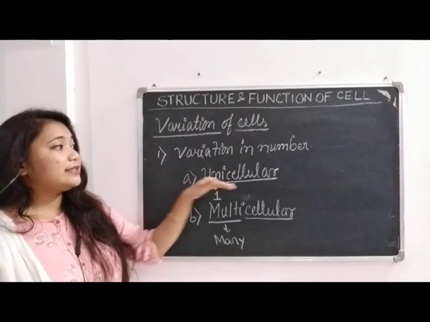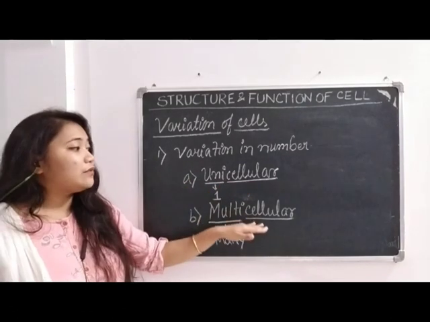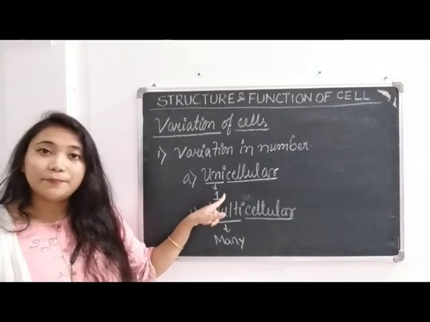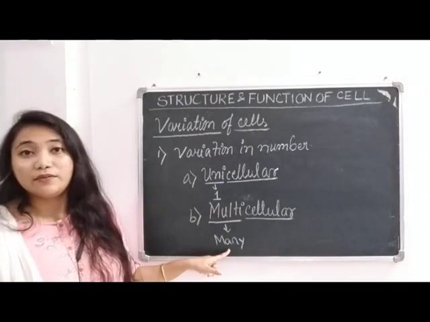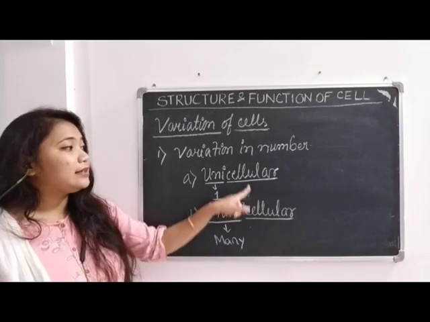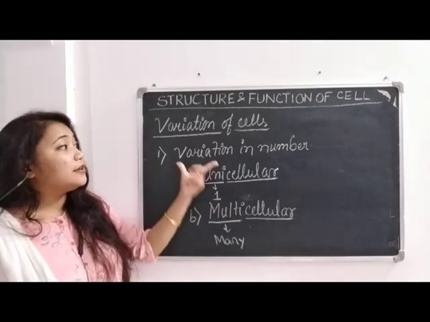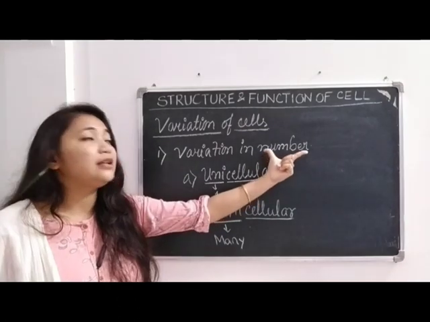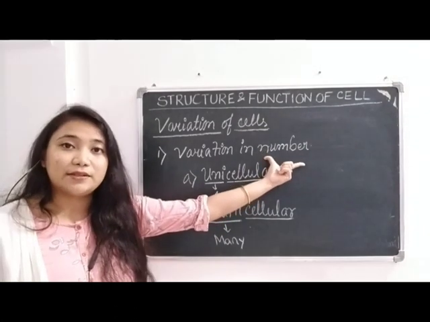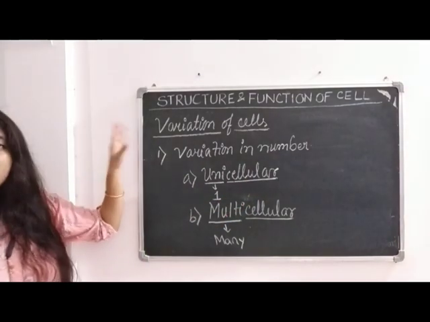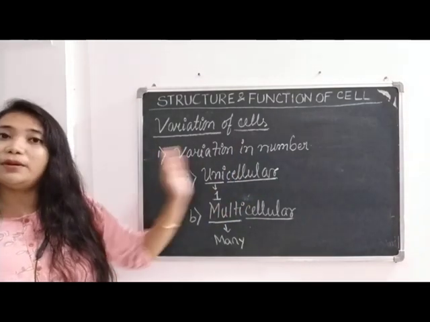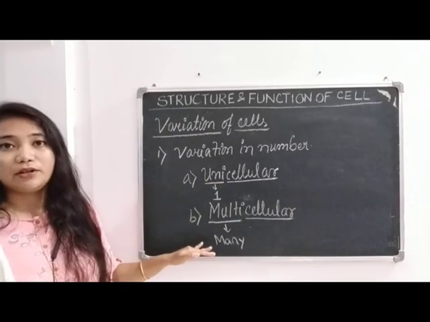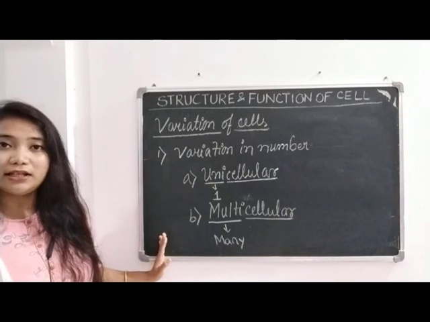So first one is unicellular, the second one is multicellular. Unicellular, only one cell is there. Multicellular, many cells will be there. So these two categories are based upon variation in number. That means it is based upon the number of cells present. So for variation of cell, this was the first point. Variation in number, we got two parts, unicellular and multicellular organism. I hope this is clear.